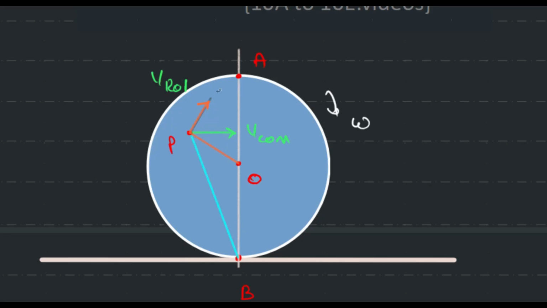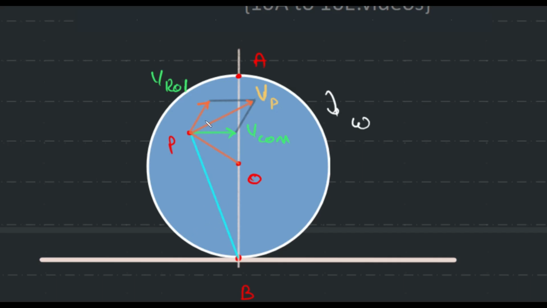Okay, so I can cut and shift it over here. And if I've done a good job, then if I join this, yeah, that's our parallelogram. So our resultant vector would be here, in this direction. That's the velocity at point P.